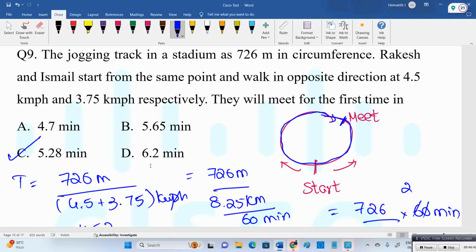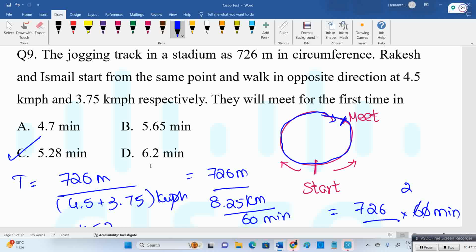4.5 minus 3.75. Now I'm questioning you, what will be the numerator distance? They travel in the same direction. Distance will be 726 meters only. Why, sir? The first person should travel 726 more than the second person. Then only he'll come and meet. See, the first person completed one round by the time the second person completed round 2, then only he can meet.